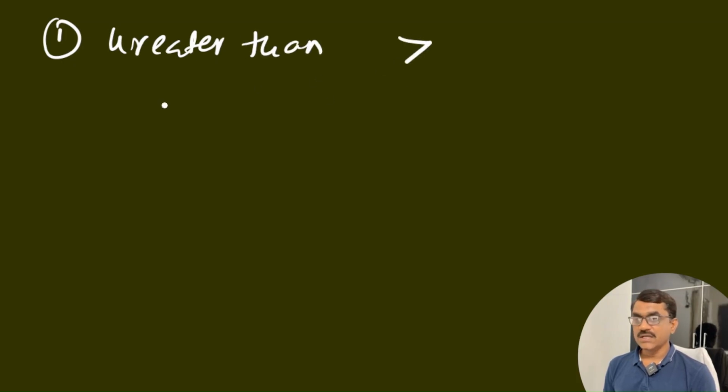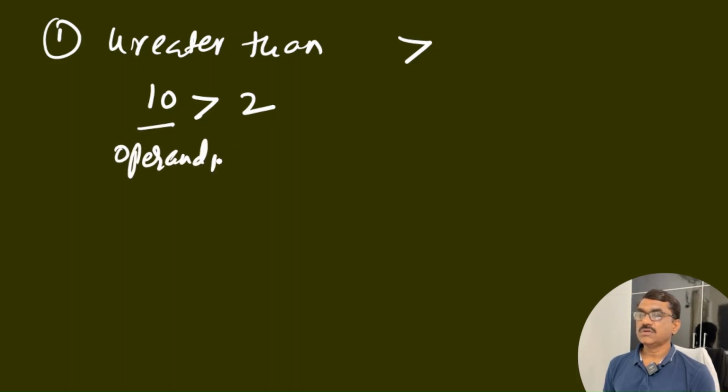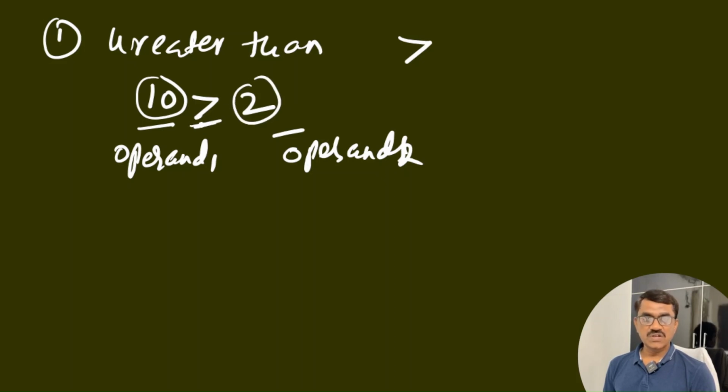The operator is greater than. Let us take some example. Here I am taking 10 is greater than 2. This is the first operand, we call it operand 1, and this is operand 2. In the last session, we discussed what is meant by operator and what is an operand. An expression is the collection of operands and operators. 10 is greater than 2 is one expression where the first operand is 10 and the second operand is 2. Between the operands 10 and 2, we are applying the relational operator greater than, or comparison operator greater than.